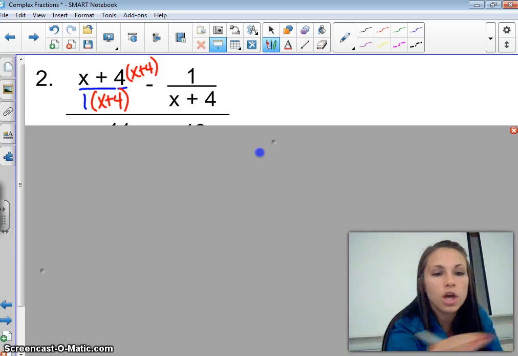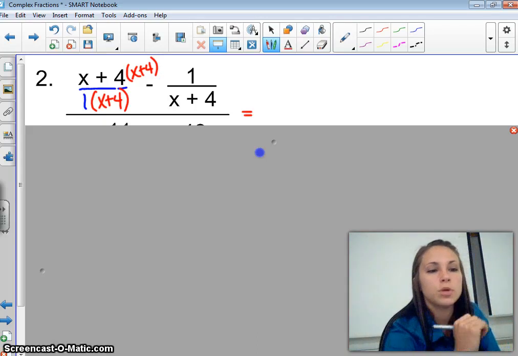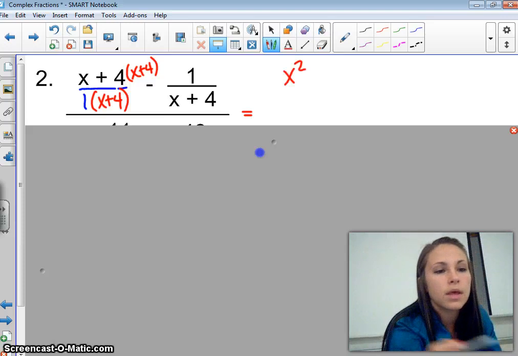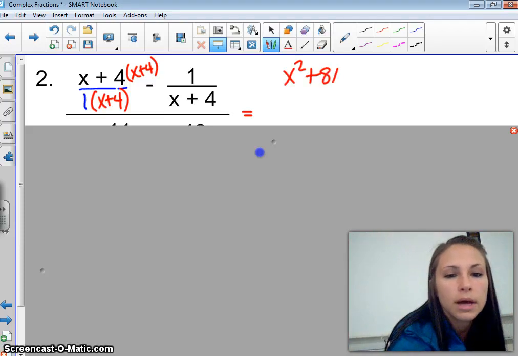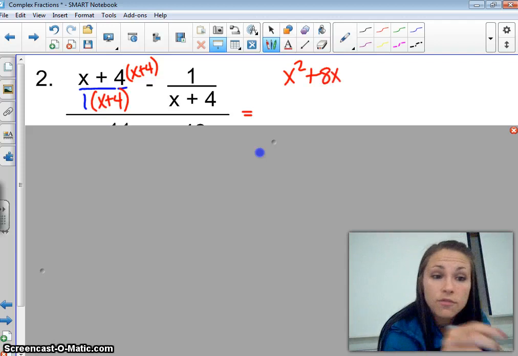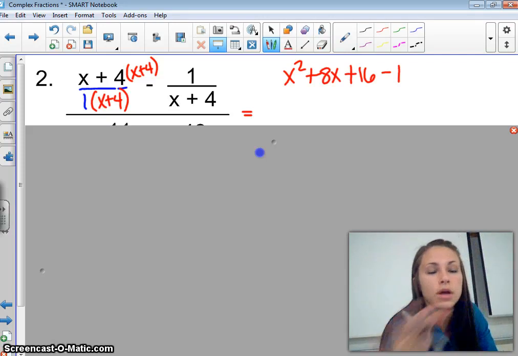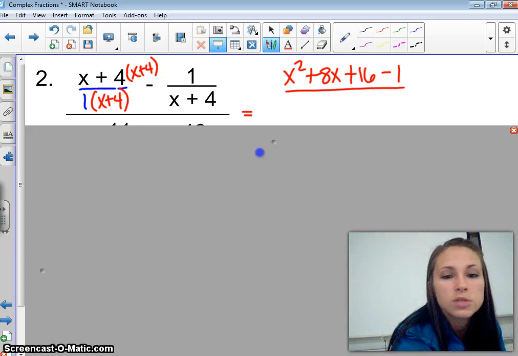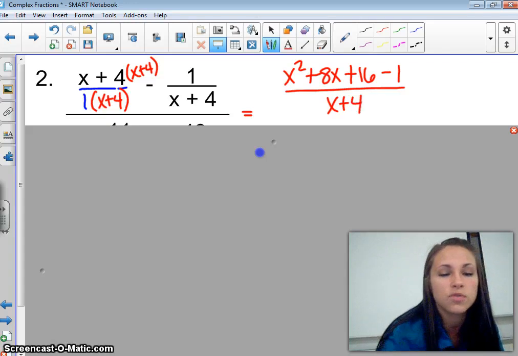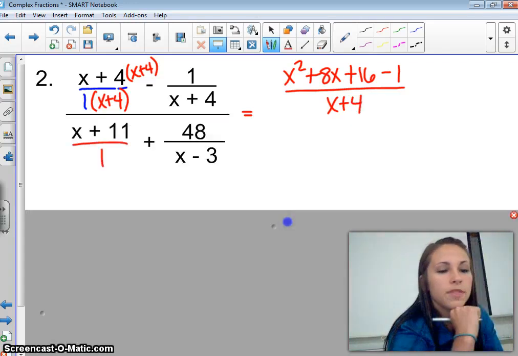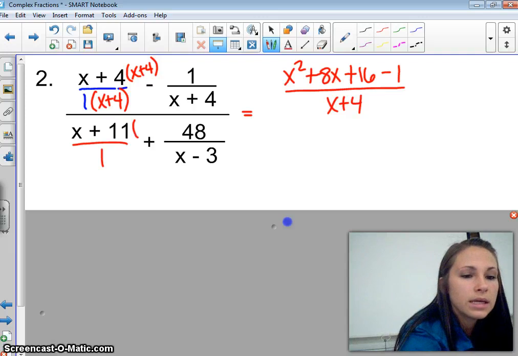And so let's go ahead and distribute or FOIL across the top. So x times x is going to be x squared. Outside terms and inside terms both give me 4x, so when I combine them I get 8x. And then 4 times 4 is plus 16, and then I've got a minus 1 on the end. Okay, that didn't need anything because it's already got that x plus 4, so I'm going to stick that over x plus 4.